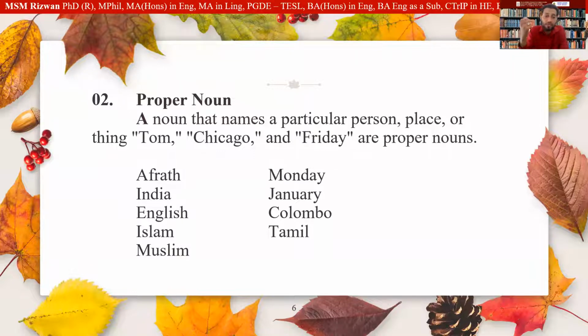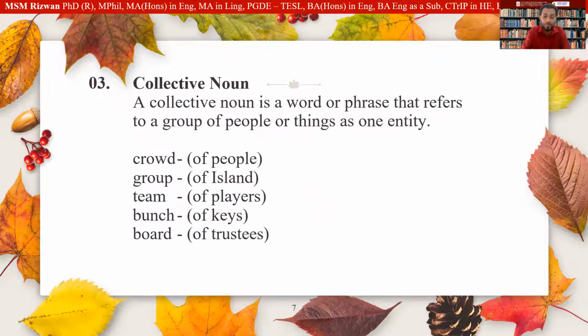English, name of a language, name of a subject, right? Name of the nationality, we can use it in English, right? Colombo, name of the city. Likewise, Islam, Tamil, Muslim. So these are some samples given to you in order to notify proper nouns in English language, right? And now, let us move on to the collective nouns, right?